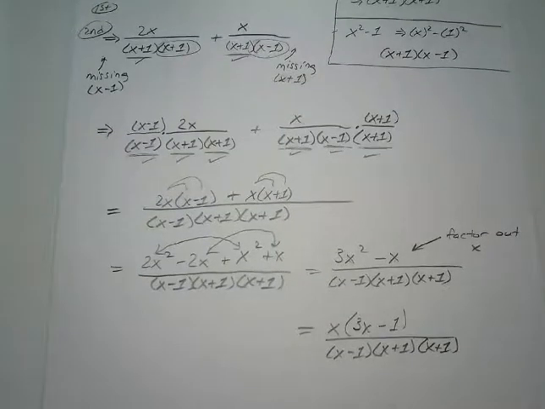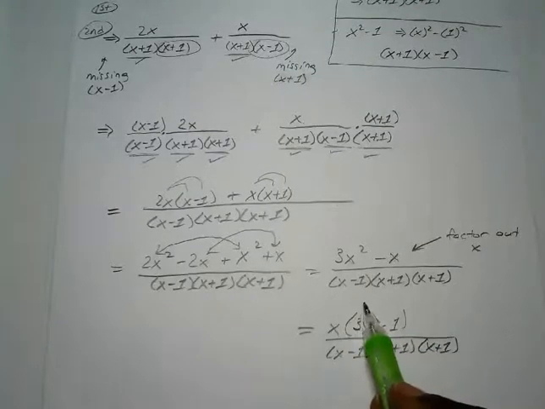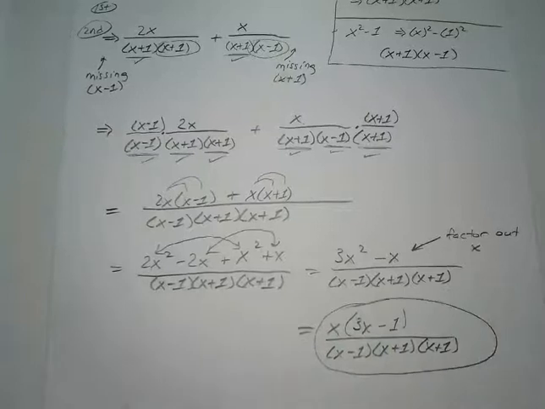Okay, so if you look closely, that 3x minus 1 doesn't cancel out with anything here. That x does not cancel out the x minus 1, x plus 1, or the x plus 1. So since nothing can cancel out, that is our final answer.